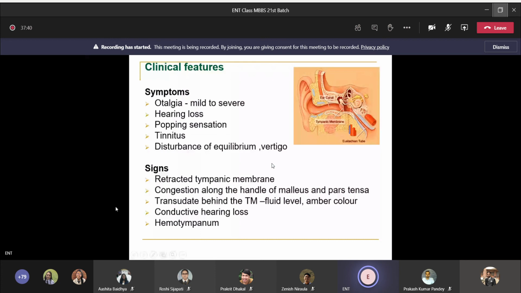Okay, what are the different signs of eustachian tube dysfunction? That can be seen when you examine the tympanic membrane by otoscopy: there will be retraction of the tympanic membrane, congestion along the handle of malleus and pars tensa, and transudate behind the tympanic membrane.